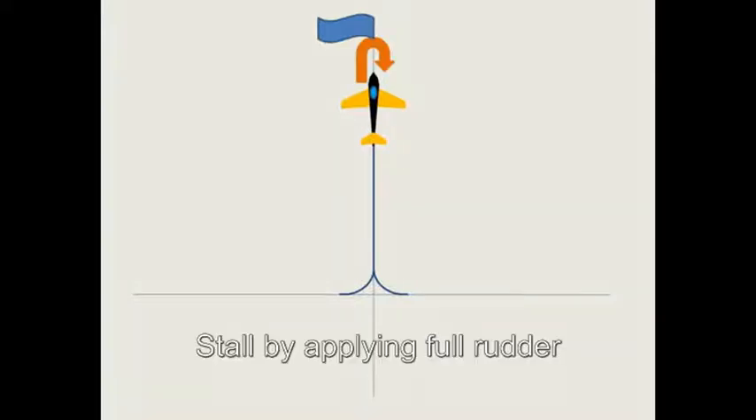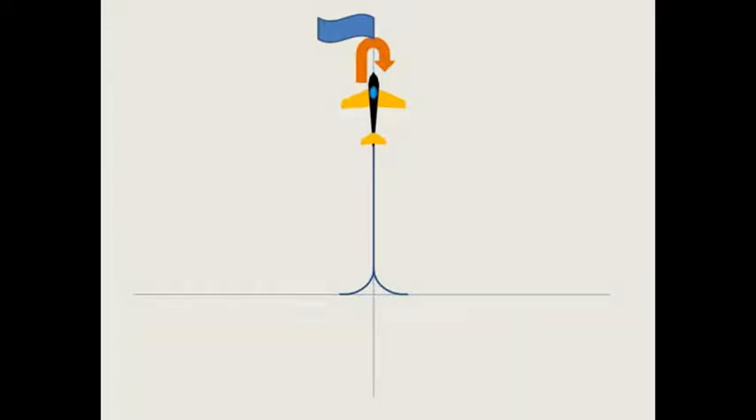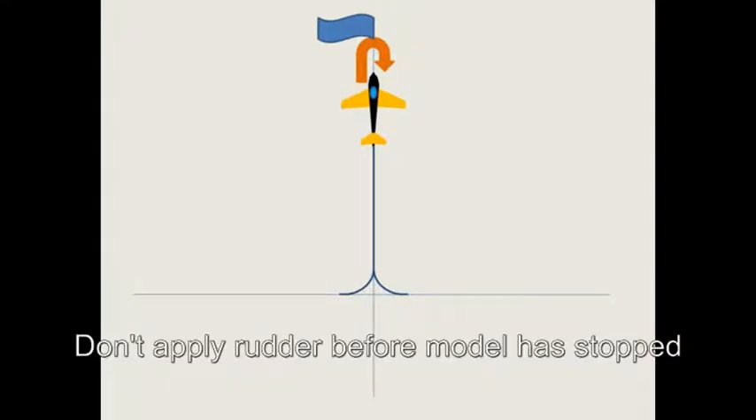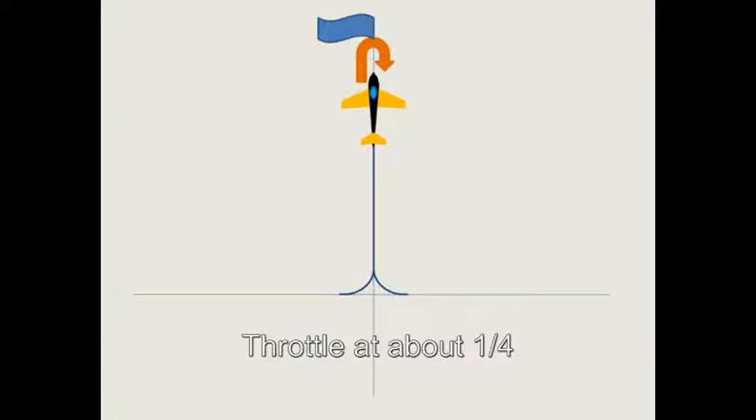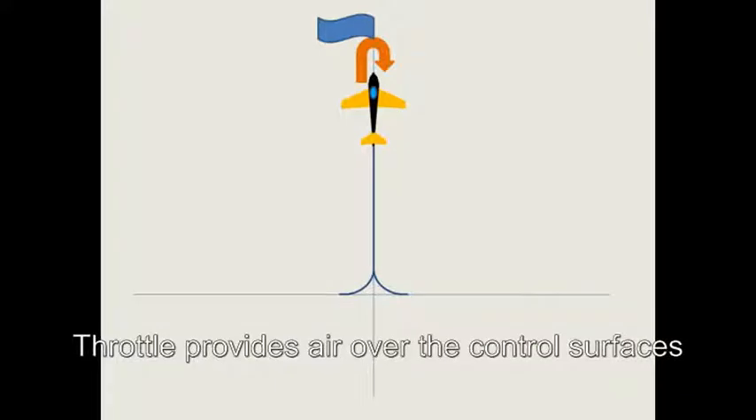Just as the model stops climbing, you should start the stall by applying full rudder, in this case to the right. Remember that you should always stall into the wind. Also, you should not start applying rudder before the model is stopped and therefore slide into the stall. This also results in a downgrade. Throttle should normally be at about 1/4. By keeping some throttle on, there will be air moving over the control surfaces, which gives you control and helps prevent a flop.